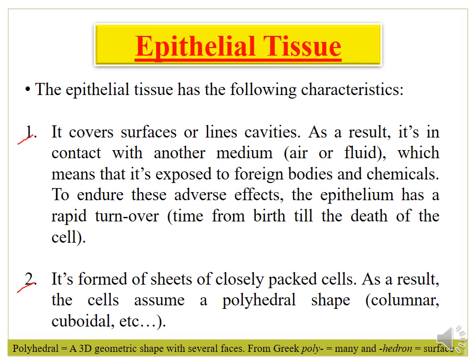Now, since the cells are closely packed with each other, this means that the extracellular space between the cells is small. And this is why we have small amount of extracellular matrix in the epithelium. In addition, because they are closely packed with each other, the cells assume a polyhedral shape, a geometric three-dimensional shape, columnar or cuboidal, for example.